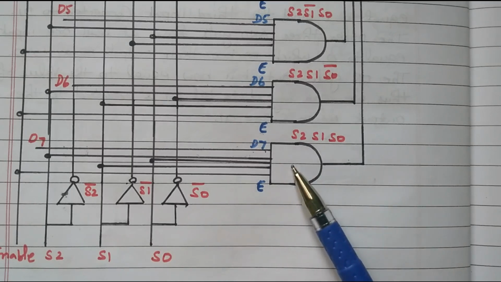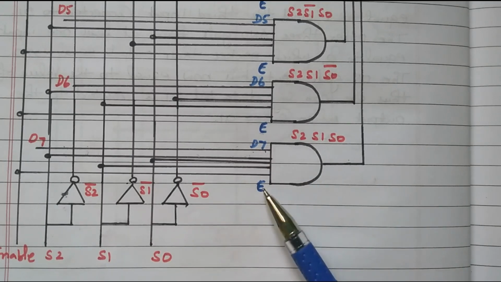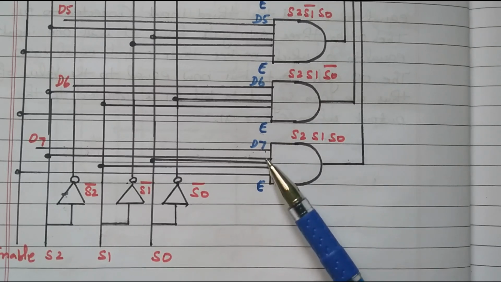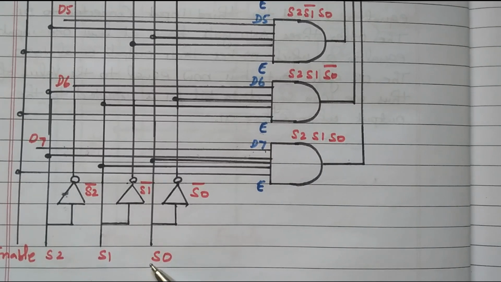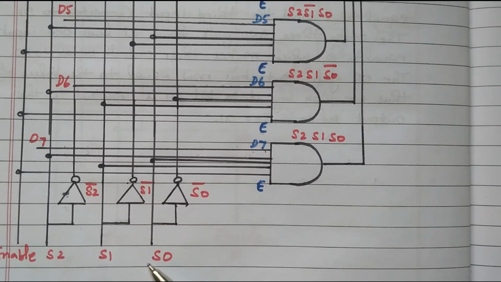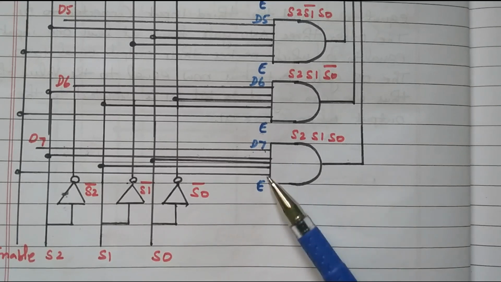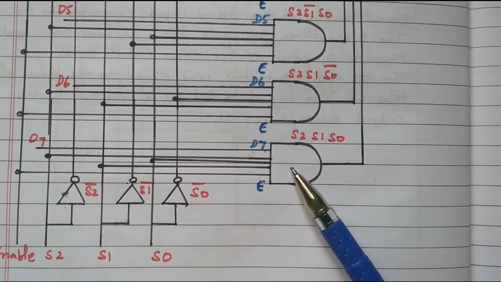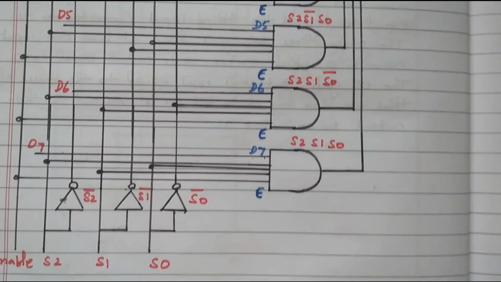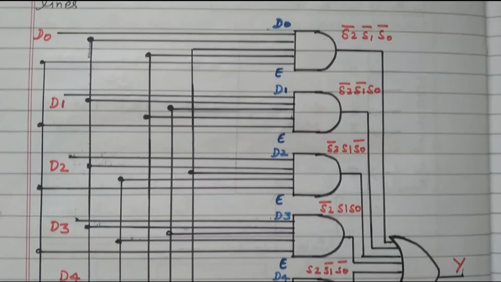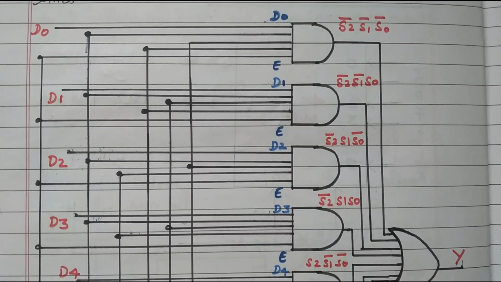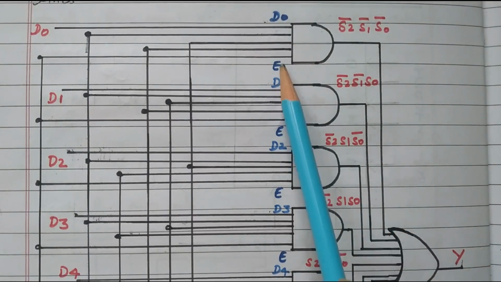So in the AND gate, one input is the data line, the second input is enable, and the remaining 3 inputs are selection lines. Selection lines are connected in a particular way so that they control the given input. So in total there are 5 inputs available in the AND gate. Now we will see these AND gates one by one. We will go to the first AND gate.